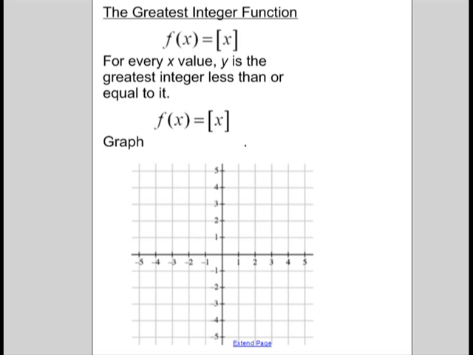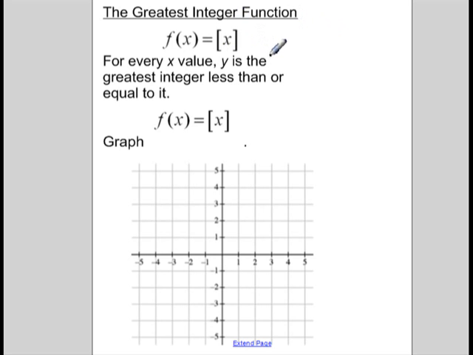Today I'm going to teach you about something a little odd. It's the greatest integer function, and you see it's defined here, and it's using this notation. It's the two square brackets. I know we've used that for other things in interval notation, but in a function it means something different.